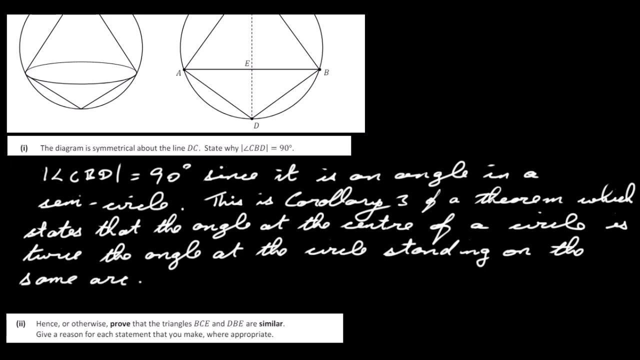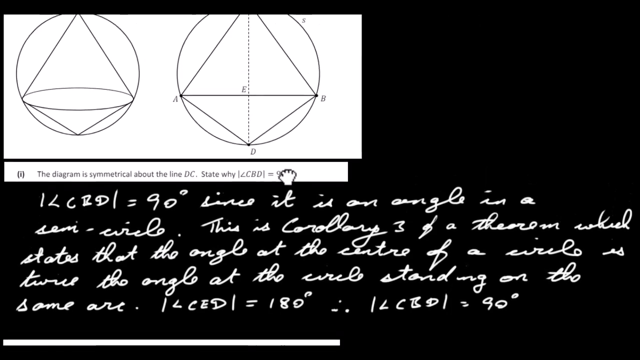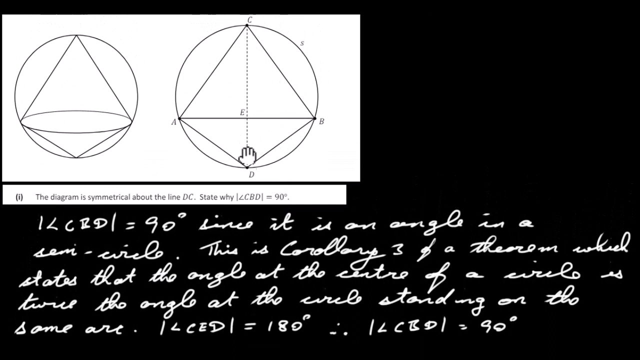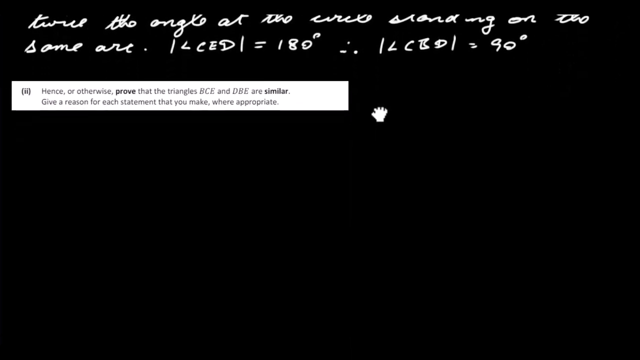And we can see here that the size of the angle CED is 180 degrees, therefore the size of the angle CBD is 90 degrees. So what I'm saying there is that CED, this angle here, is 180 degrees. This is the diameter of a circle. If that's 180, that's standing on this arc here. This angle here must be half of that, 90 degrees, because that angle there is standing on this arc here. Anyway, let's move on to the next part.